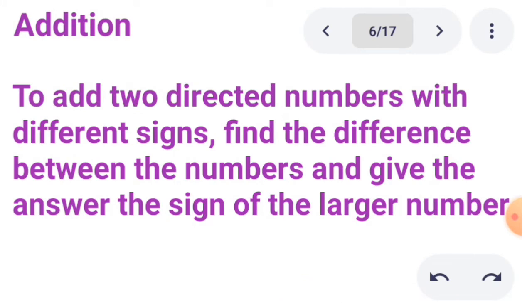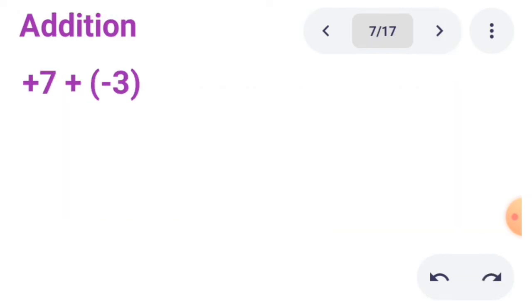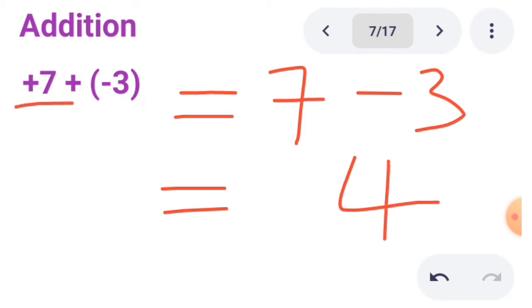Now, when we want to add two directed numbers with different signs, what we do is we find the difference between the numbers and give the answer the sign of the larger number. Let's see an example. We have a +7 plus a -3. Now we want to add, so we simply find the difference between 7 and 3. The difference between 7 and 3 is 4. Now the larger number is 7, so the sign of the larger number is a plus, so we put a plus in front of the answer. So +7 plus -3 is going to give us a +4.